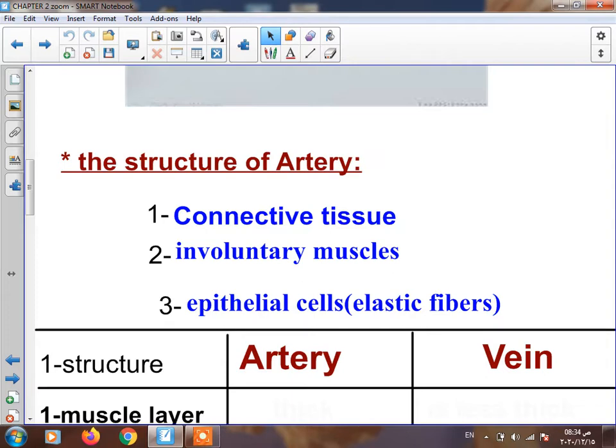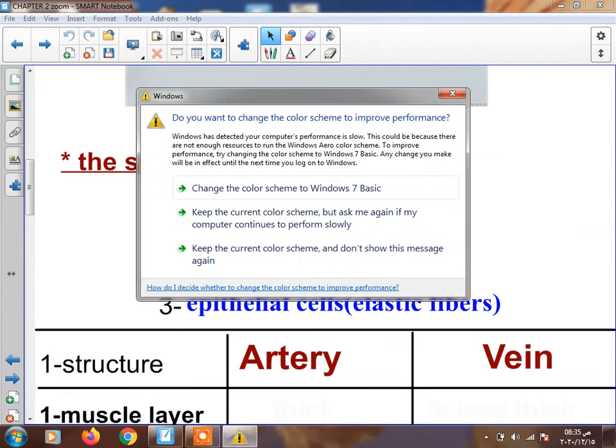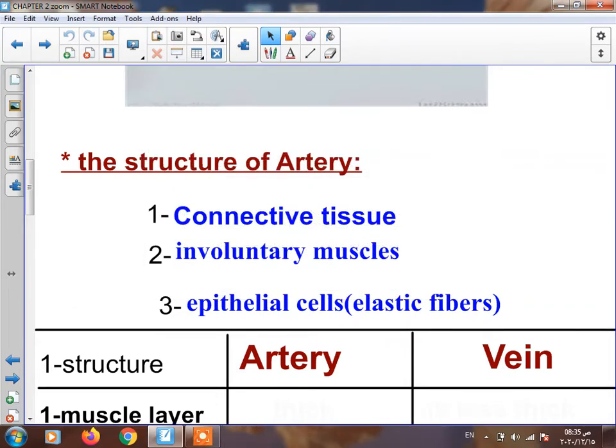And the epithelial cells contain elastic fiber. What's the importance of elastic fiber? It helps the blood move easily without any friction, without any resistance inside the artery, okay? So the elastic fiber helps or facilitates the movement of the blood inside the blood vessels. So by this way, the artery consists of three layers, from outer to inner by arrangement. Number one, connective tissue. Number two, involuntary muscles, and last one, epithelial cell, okay?